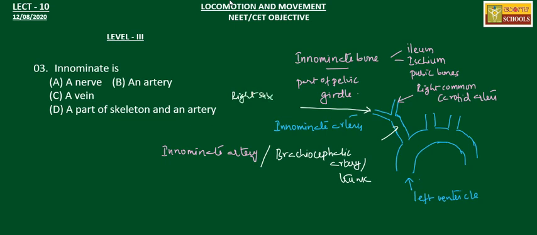Right, subclavian artery. So we have two words, the innominate bone and innominate artery. So innominate is a nerve, no, it's an artery, yes, it's not a vein, and of course it's a part of a skeleton, as I told, it is a part of the pelvic girdle, so it's a part of skeleton and is also an artery. So hence the option D will be the right option in this case.